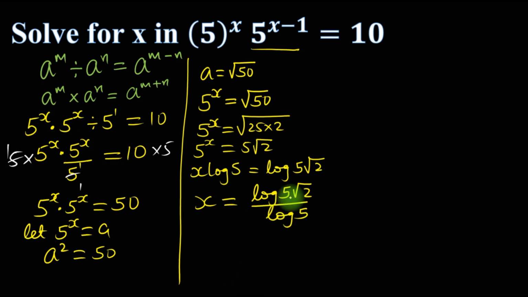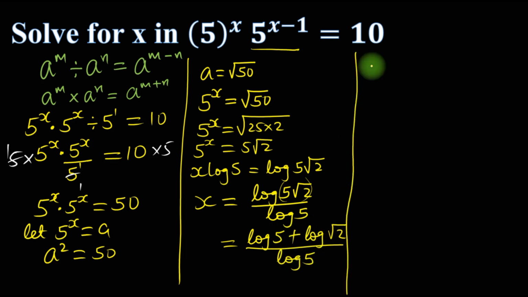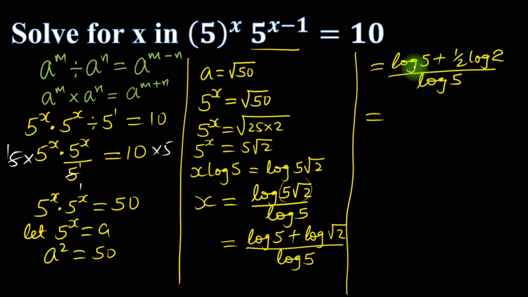So from here, this can also be written as log of 5. Here there is multiplication, so it will lead to addition of logarithms: plus log of root 2, all over log of 5. Still, this can be written as log of 5 plus a half log of 2, all over log of 5.